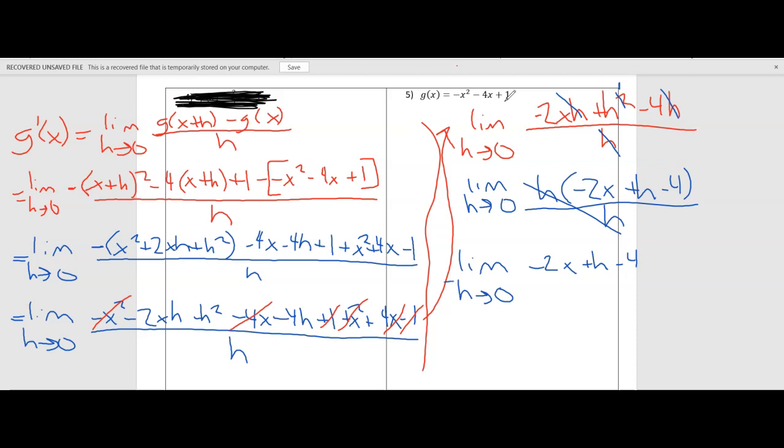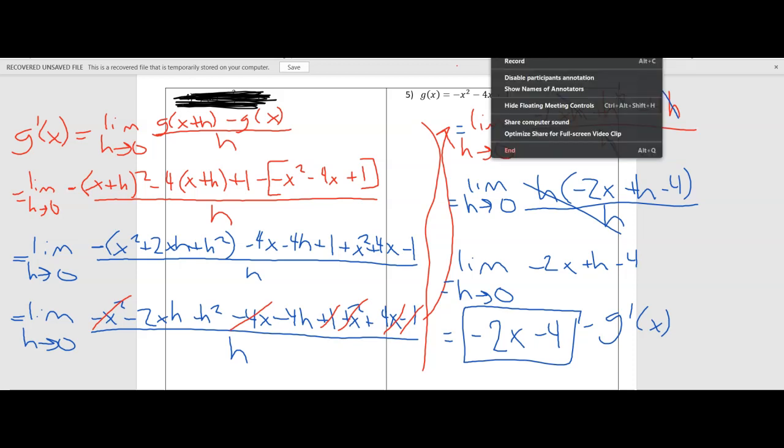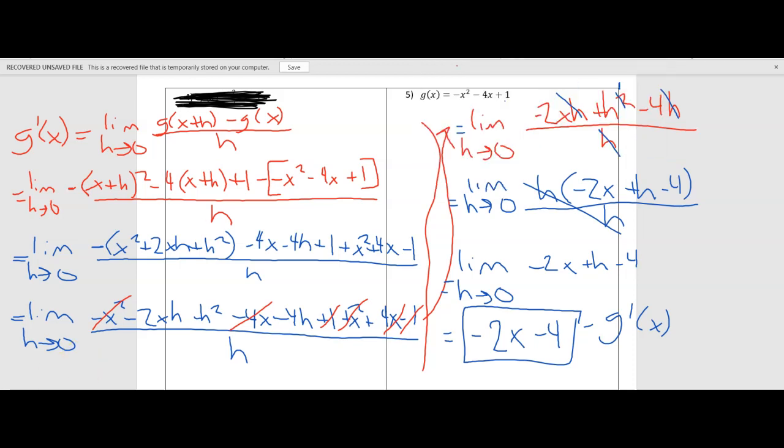So I get, and these should all have equal signs, the limit, no more limit once I use substitution. So I get negative 2x minus 4. And remember, this was our g prime of x. So in this case, we don't have a constant function. Our derivative is going to change based on what our value of x is. And if we graph this function, I will pull that up and meet you over at the graphing calculator.